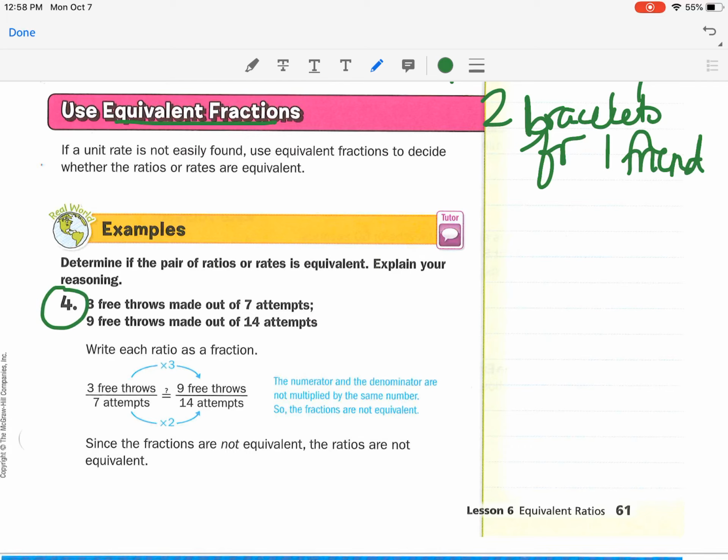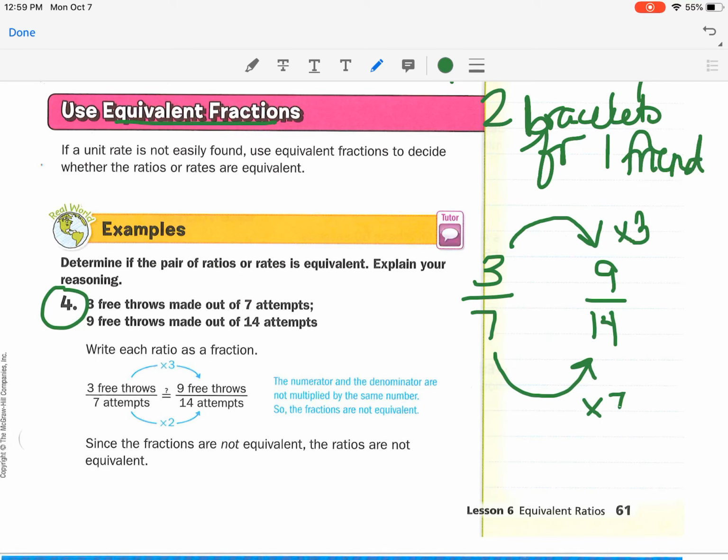So taking a look here, it says determine if the pair of ratios or rates is equivalent. Explain your reasoning. It says 3 free throws made out of 7 attempts, and we want to know if that's the exact same as 9 free throws out of 14 attempts. So basically what you're going to do is try to get from this 3 to this 9. And how do we get from 3 to 9? By multiplying by 3. And how do I get from the 7 to the 14? Multiplying by 2.